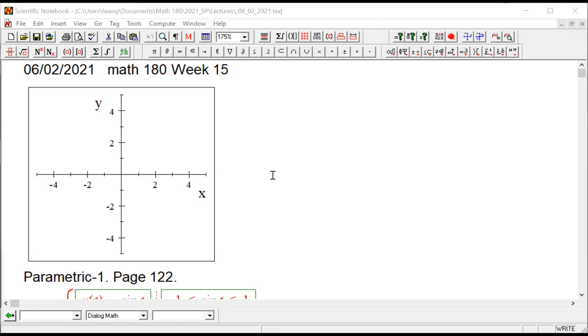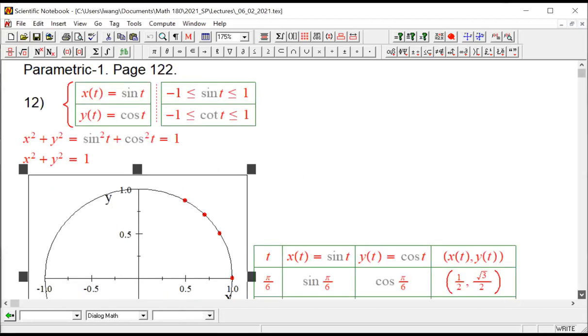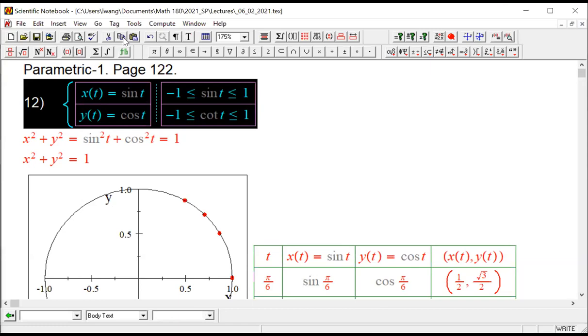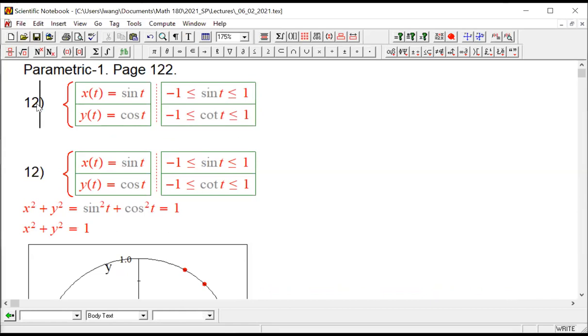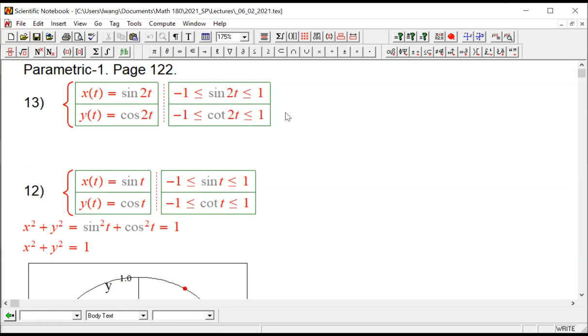Okay. And next, we're gonna do number 13, right? Let's look at the difference. What's the difference? Number 13, the only thing that changed is t is doubled. And of course, this is still true. The range is still true.